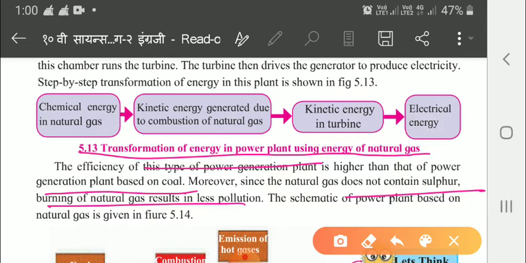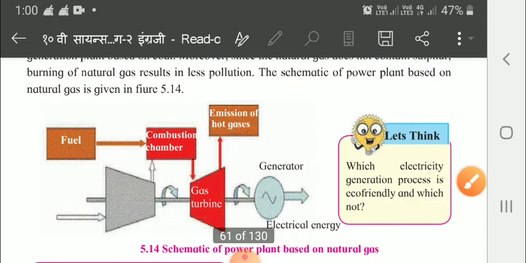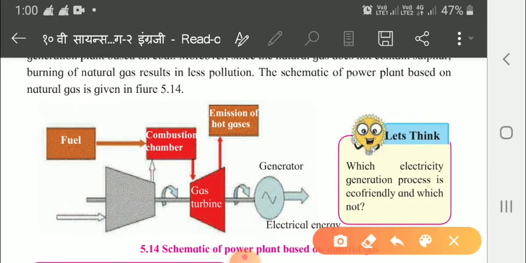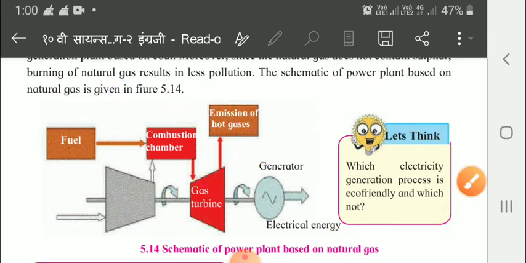Now the schematic of the power plant based on natural gas is given here, children. Here the fuel is there, then this is the combustion chamber, then here the turbine moves, and this is the generator, which gives energy to create the electricity. From this side the emission of hot gases takes place. So this is the schematic of the power plant based on natural gas.